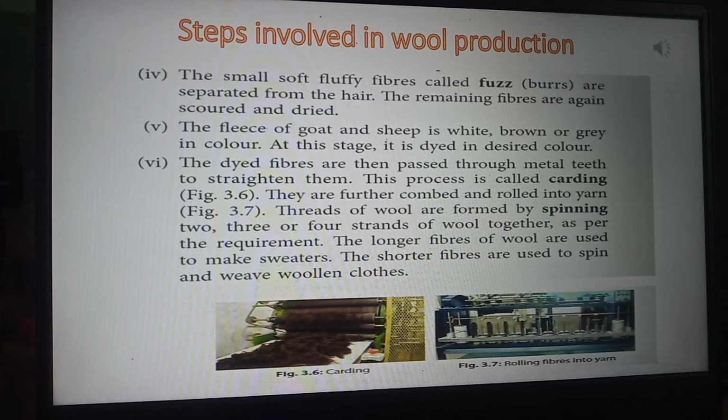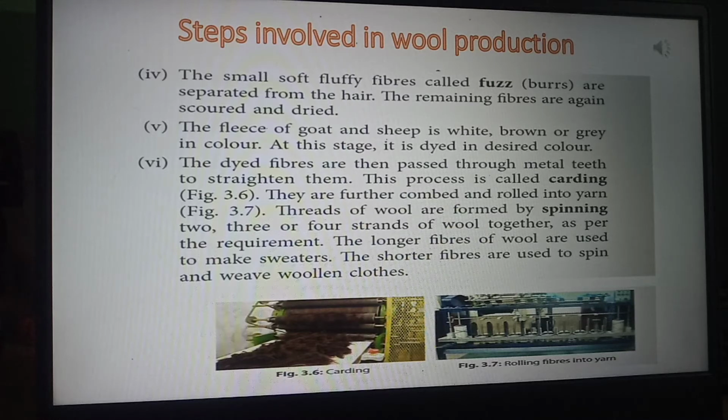At this stage, it is easy for them to dye in the desired color. So at this stage only, dyeing is done. Whatever color they desire, with the help of that color, they are then dyed. Next point, the 6th one, is that the dyed fibers are then passed through metal teeth to straighten them.